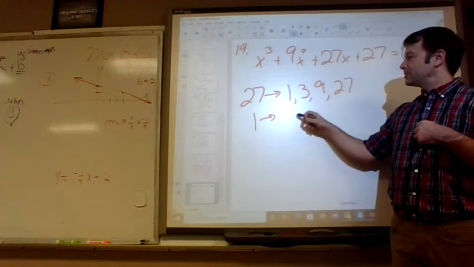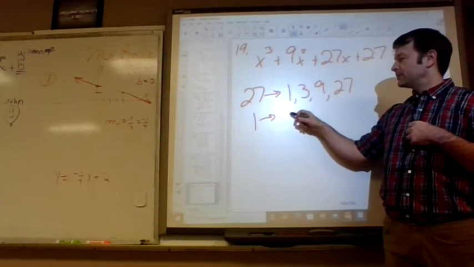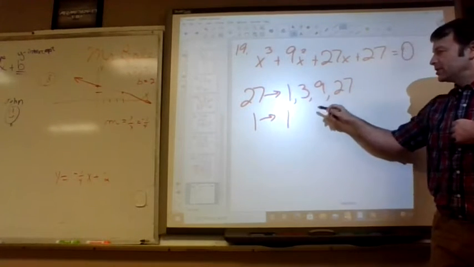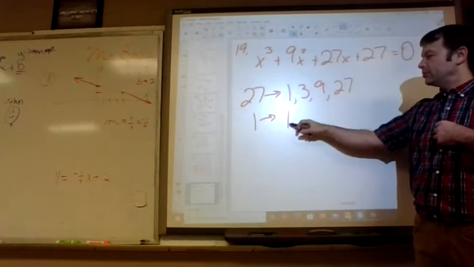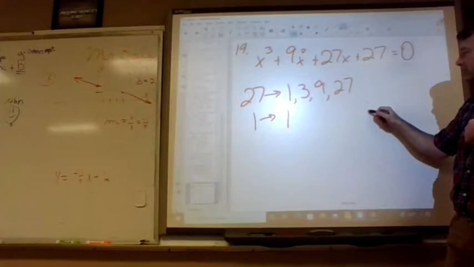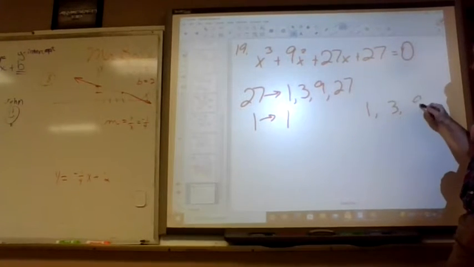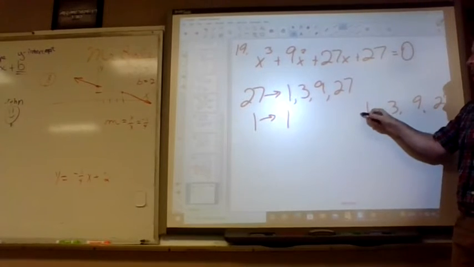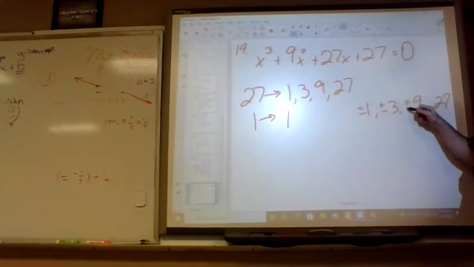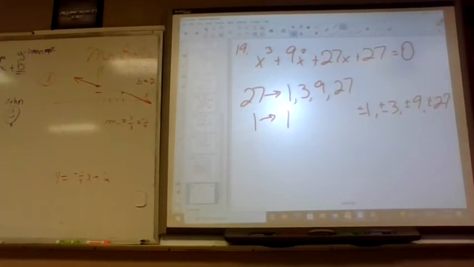What are the plus and minus factors? They're all plus or minus. What are the factors of 1? So it's 1 over 1, 3 over 1, 9 over 1, 27 over 1. So in other words, it's 1, 3, 9, 27, but they can all be positive or negative. I doubt it's 27. I would definitely start with the small numbers and check them first.